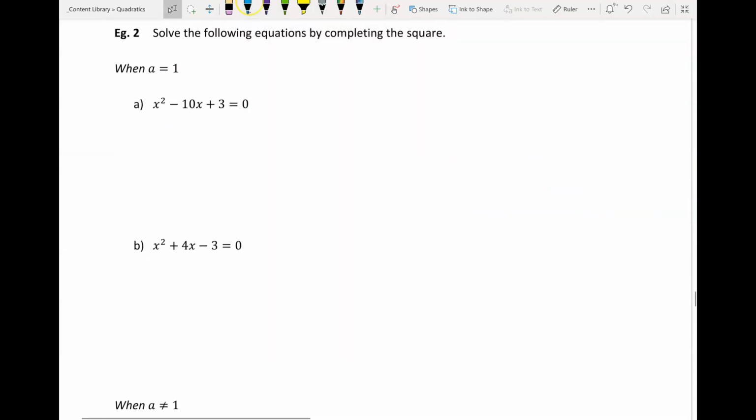Okay, so to complete the square, I don't have a number in front of my x squared, so I don't need to worry about factoring anything out. So I'm going to group the first 2 terms together, and then I'm going to do b divided by 2 squared. So 10 divided by 2 is 5. 5 squared is 25. And I have to subtract that as well.